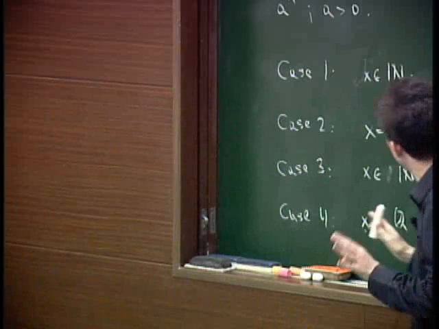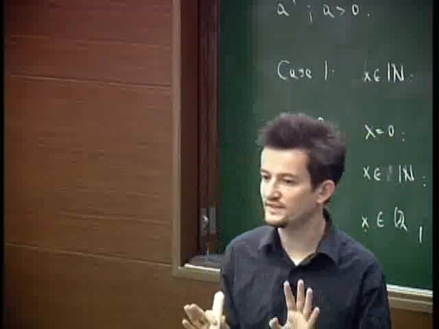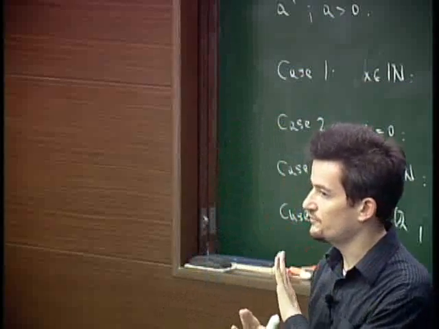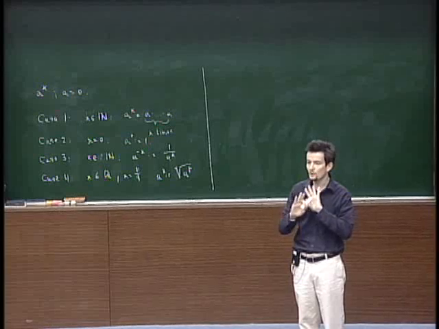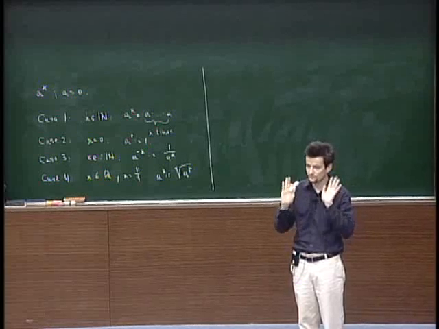So the most important thing for the sequel is that you forget that we know already a to the x, and we do not know any properties of this function and so on. You should forget all this.